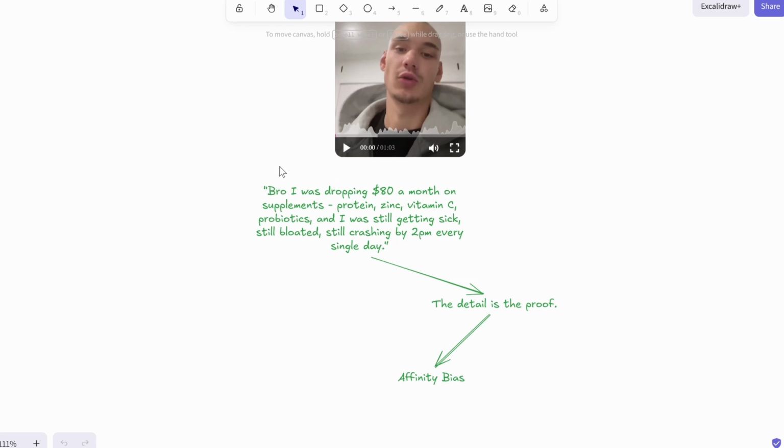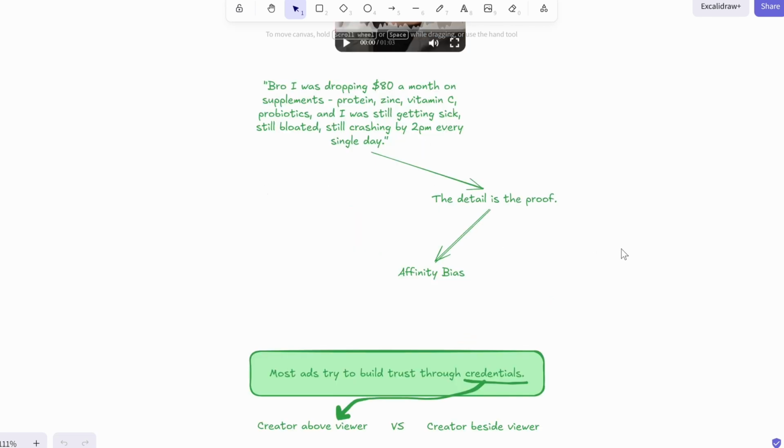In this example, bro, I was dropping $80 a month on supplements, and I was still getting sick, still bloated, still crashing by 2 p.m. every single day. That level of specificity is itself a credibility signal. Anyone can say taking 17 supplements don't work. Only someone who has actually lived it says crashing by 2 p.m. every single day. The detail is in the proof.